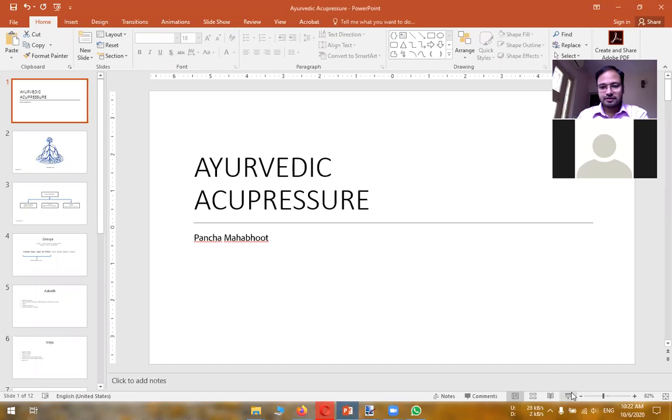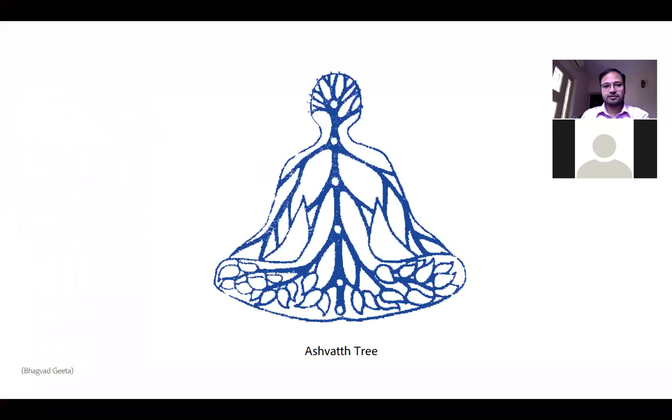This is a small slideshow that I want to start with. This is a very basic Ashwatha tree. The concept is taken from the Bhagavad Gita, as we all know. Lord Krishna talks about the importance of the Ashwatha tree. This is the peepal tree as we commonly know it. But the interesting thing about this is that it's upside down. On top you see the roots, and at the bottom you see the leaves.